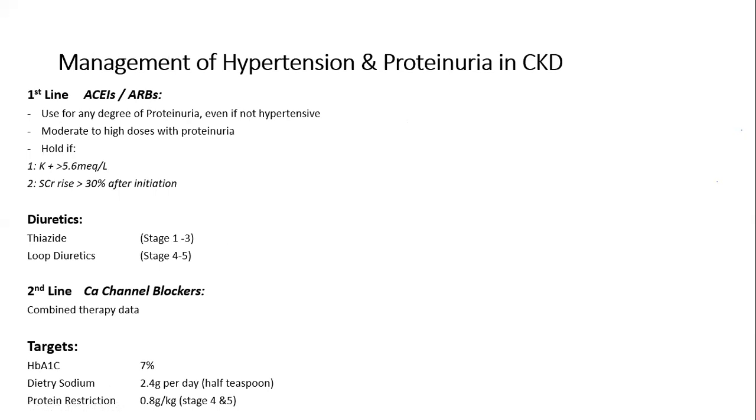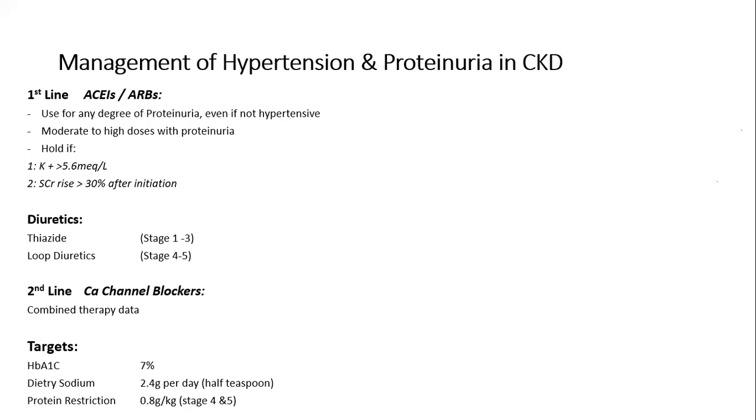So for the management of hypertension and proteinuria in CKD, the first line are ACE inhibitors and angiotensin receptor blockers. You use them for any degree of proteinuria, even if there is no hypertension. A CKD patient who's non-hypertensive but has proteinuria, of any grade, you use an ACE inhibitor or an ARB to reduce the proteinuria. These are the drugs of first choice. Very important. There's a high level of evidence, 1A, a very high level of evidence, right?